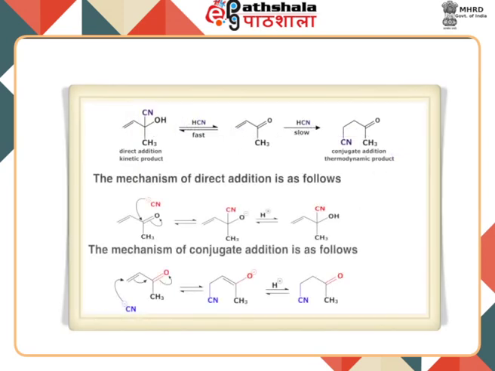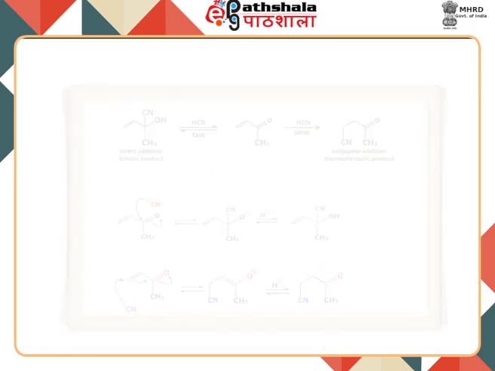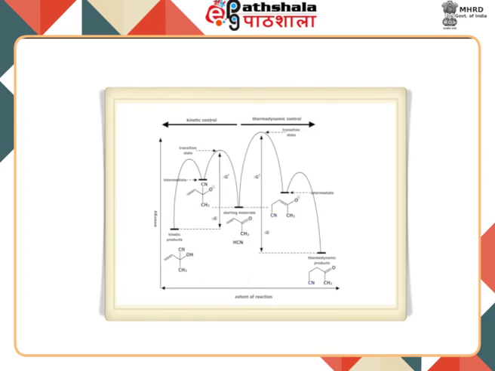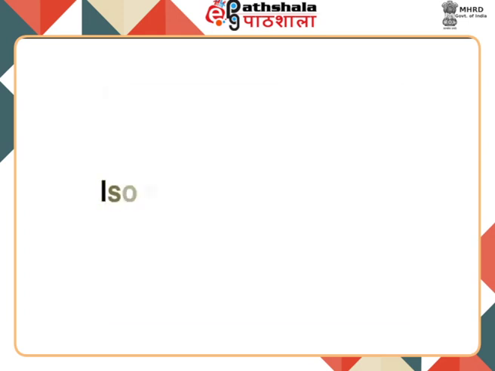The mechanism of conjugate and direct additions are shown. In case of direct addition, the cyanide nucleophile attacks the carbonyl carbon, whereas in case of conjugate addition, the cyanide nucleophile attacks the beta carbon of the alpha beta unsaturated group. This diagram represents the energy coordinate diagram of the kinetically controlled and thermodynamically controlled addition products of alpha beta unsaturated compounds. Next example is the isomerization of alkenes.